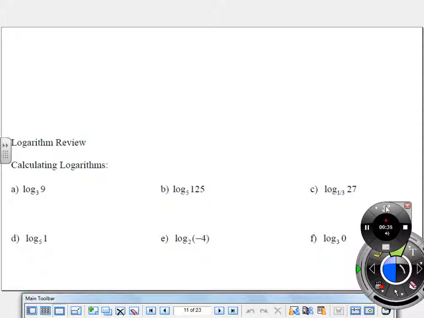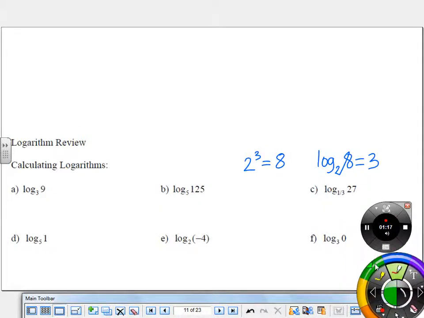Okay? So first, I like to remember one basic fact of how things look. So 2 to the third power is equal to what? 8. Okay. So 2 to the third power is equal to 8. If I was going to write this in log form, this is what I would write: log base 2 of 8 is 3.